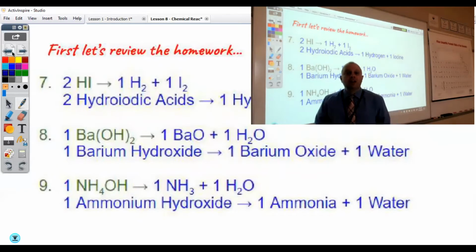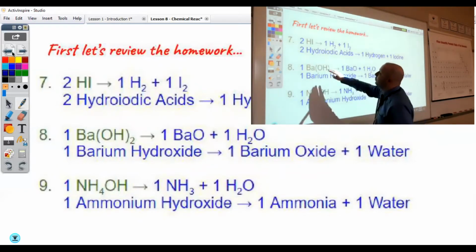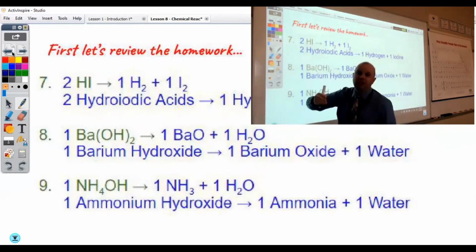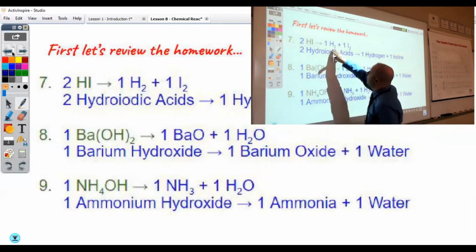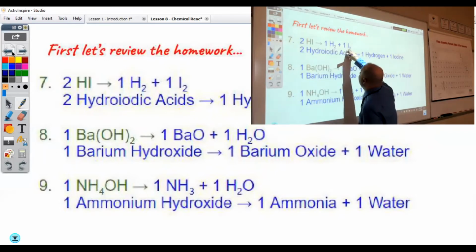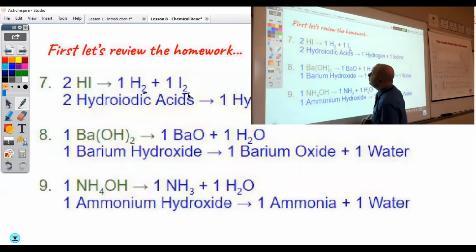We're going to go on and take a look at question numbers 7, 8, and 9. In this case, we have an acid, but because it's just a binary acid, the only outcome for this is to break down into its 2 components. So we have hydrogen and iodine. Remember, hydrogen and iodine are both diatomics, which is why we need to put the 2's in here.